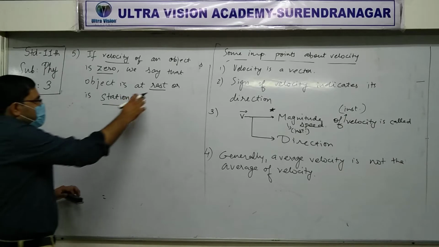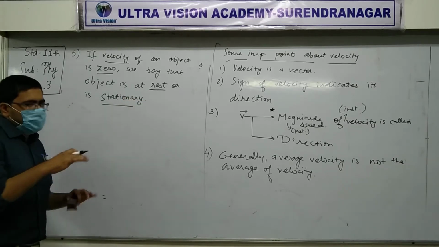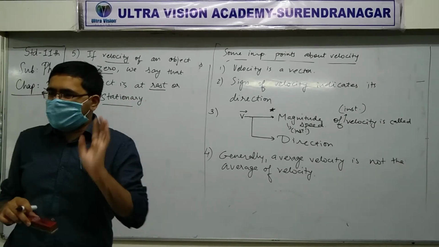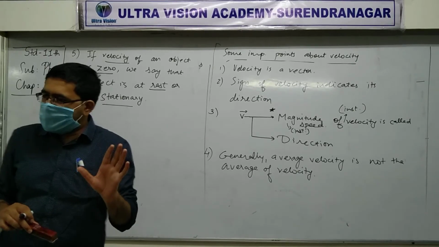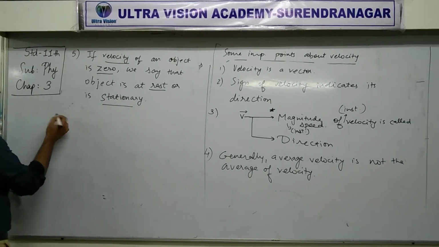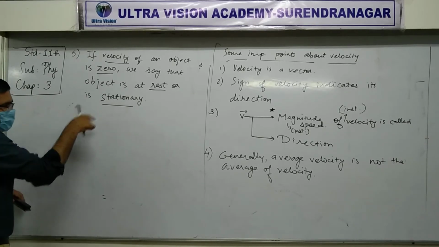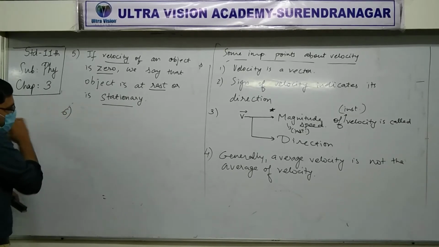So being at rest or stationary has nothing to do with anything else. Just one property: velocity equal to 0, the object is at rest. Simple. Or vice versa. If someone says this object is at rest, then its velocity at that time will be 0. Next.